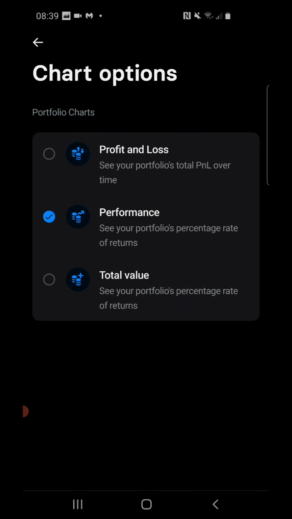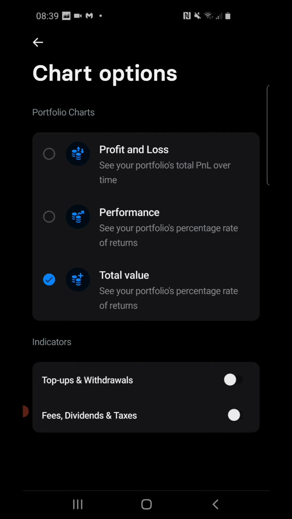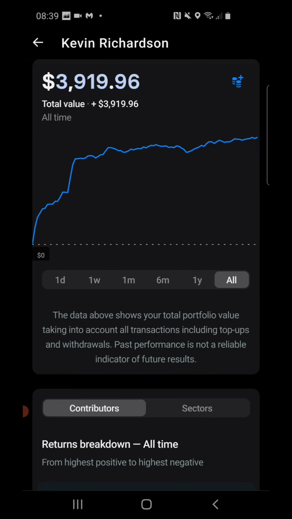And finally we have total value, which I quite like. This one has indicator options of top-ups and withdrawals, fees, dividend and taxes. So you can put both those on or have them both off, or just one or the other. So let's just have a look at total value without any indicators. So you can see that's how my portfolio has developed over time. And it's built up to just under $4,000.